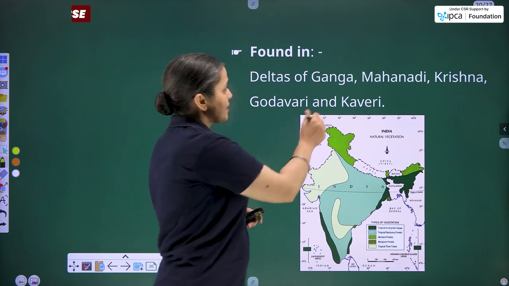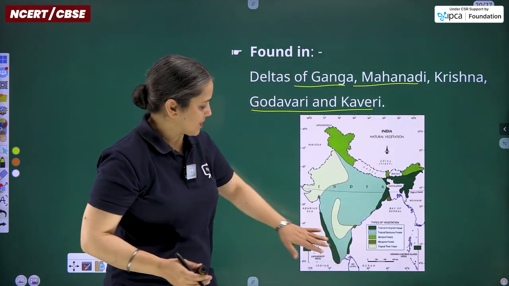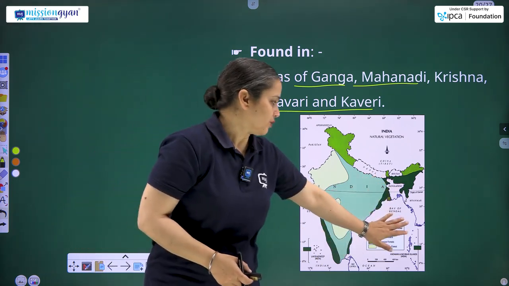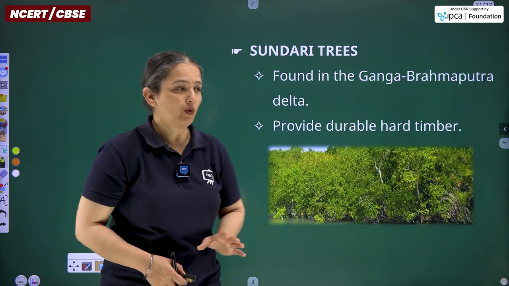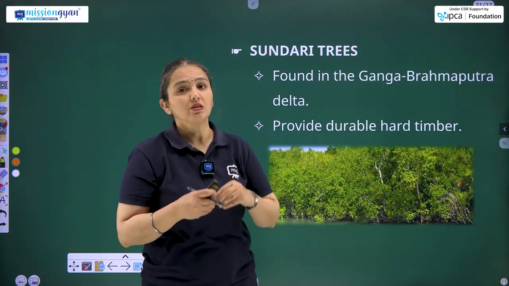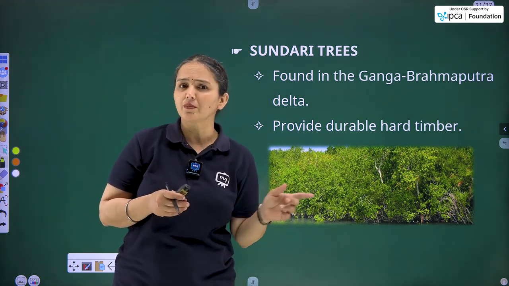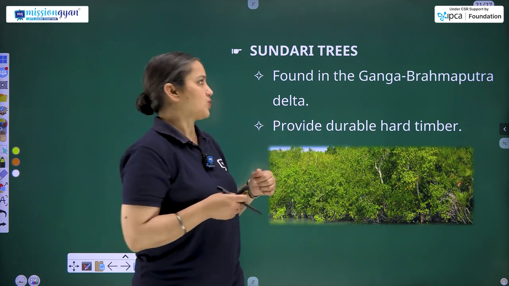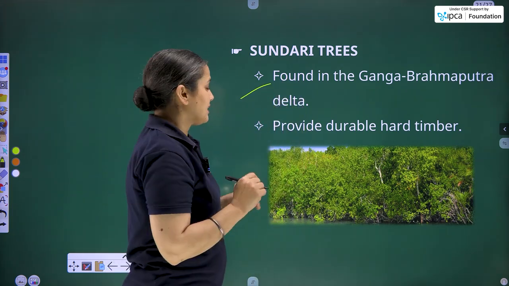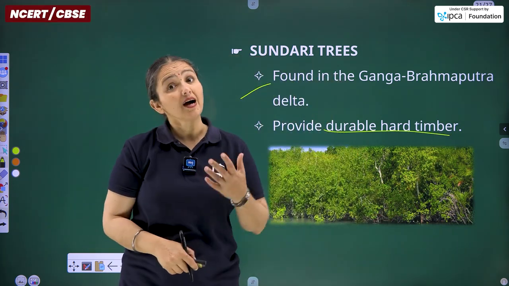These are found in the deltas of Ganga, Mahanadi, Krishna, Godavari and Kaveri that create their deltas in the eastern part, that is, the water body of the Bay of Bengal itself. Sundari trees are a prominent kind of tree found within these mangrove forests. Remember, the Sundarban Delta is named after the Sundari trees. These are found in the Ganga-Brahmaputra Delta, also known as the Sundarban Delta. They provide durable hard timber. So, Sundari trees are hardwood trees.